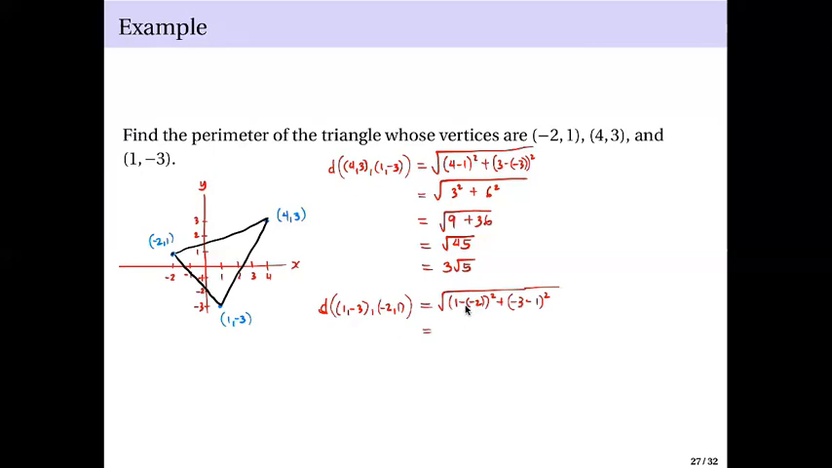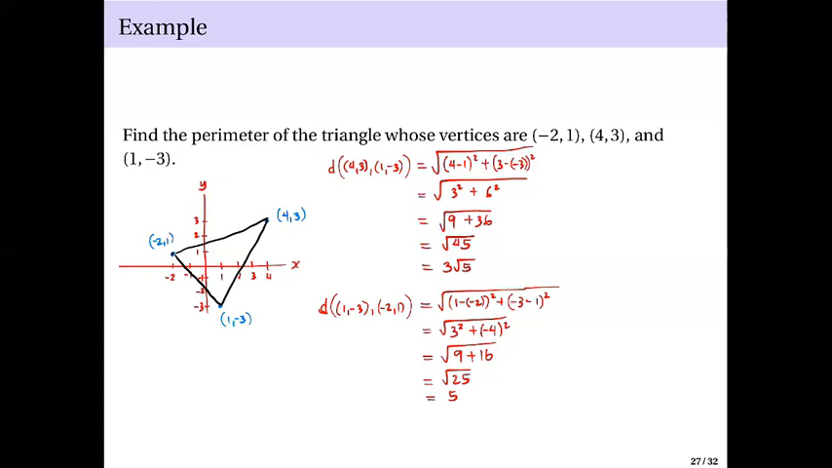And what do we get? 1 minus negative 2, that's 3. So you will have 3 squared plus negative 3 minus 1, that's negative 4, so negative 4 squared. You will get the square root of 9 plus 16. And again, this is the square root of 25, which is equal to 5. And then finally, we get the distance between these 2 points.